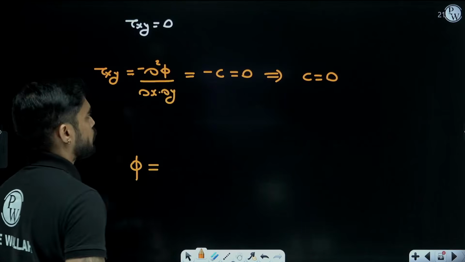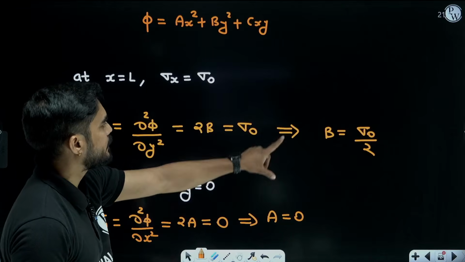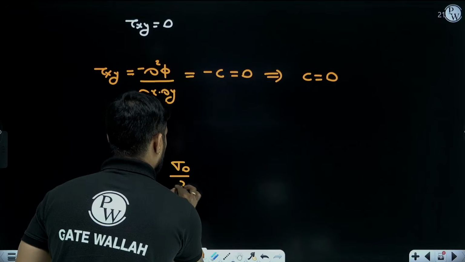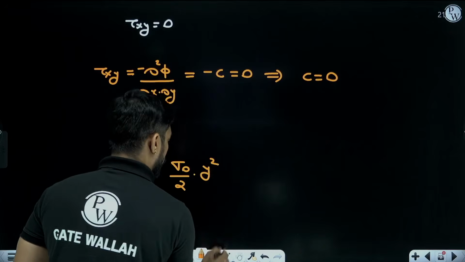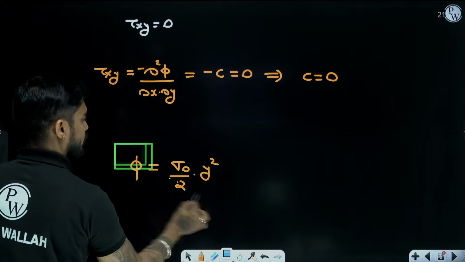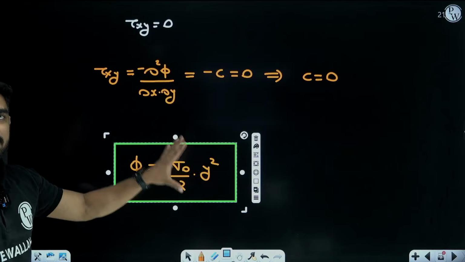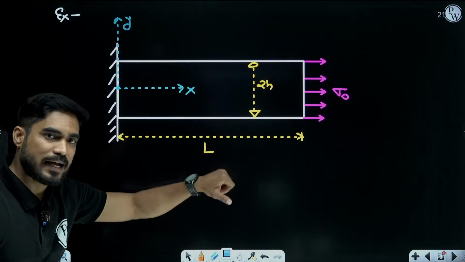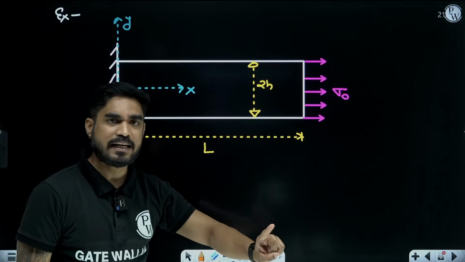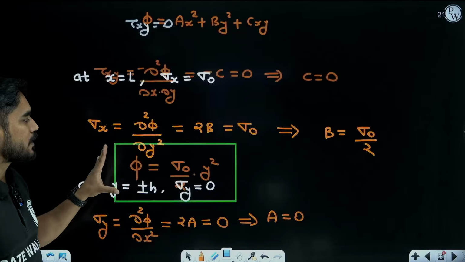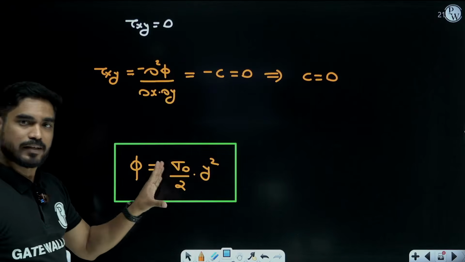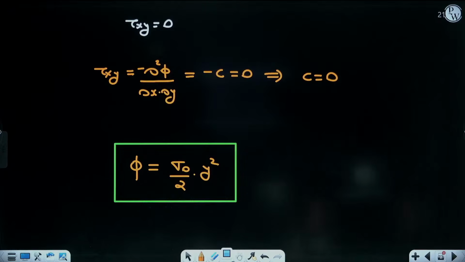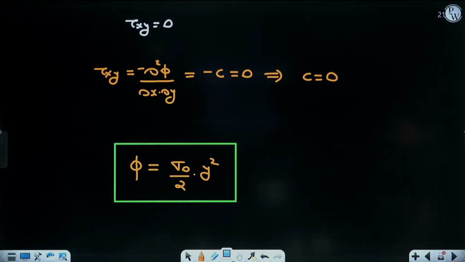So beta, now you have the Airy stress function. Phi will be equal to... A is 0, C is 0 and B is sigma naught by 2. So it will become sigma naught by 2 into y square. So this is the Airy stress function for this problem. It is satisfying both the biharmonic equation as well as the boundary conditions. Is this point clear to you?